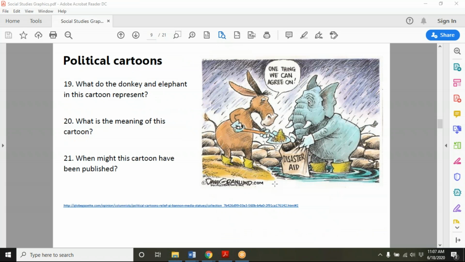So then we looked at political cartoons, and this is a donkey for the Democratic Party and an elephant for the Republican Party, and they're working together on disaster aid. The point here is that this is one thing we can agree on. They argue and don't accomplish so much and don't compromise, but when it comes to disaster aid, generally after a big disaster like a hurricane, they do work together. They can accomplish things.